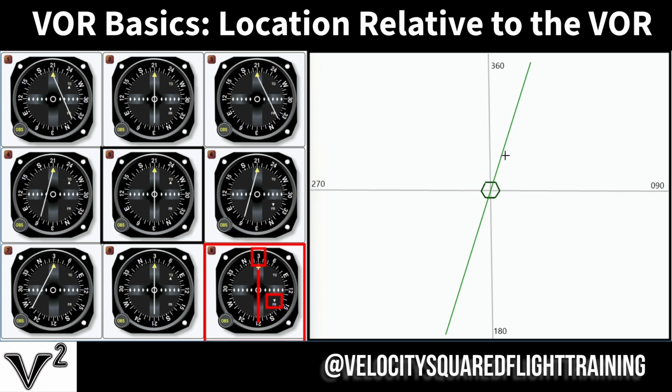030 radial, which is this radial coming out here. So 360, 10, 20, 30 degrees to the right? So that's 030. So we got that piece of information checked off. Good. Now, what is it saying? Well, this one's saying we're on the course. So we're somewhere on the course on the 030 radial.